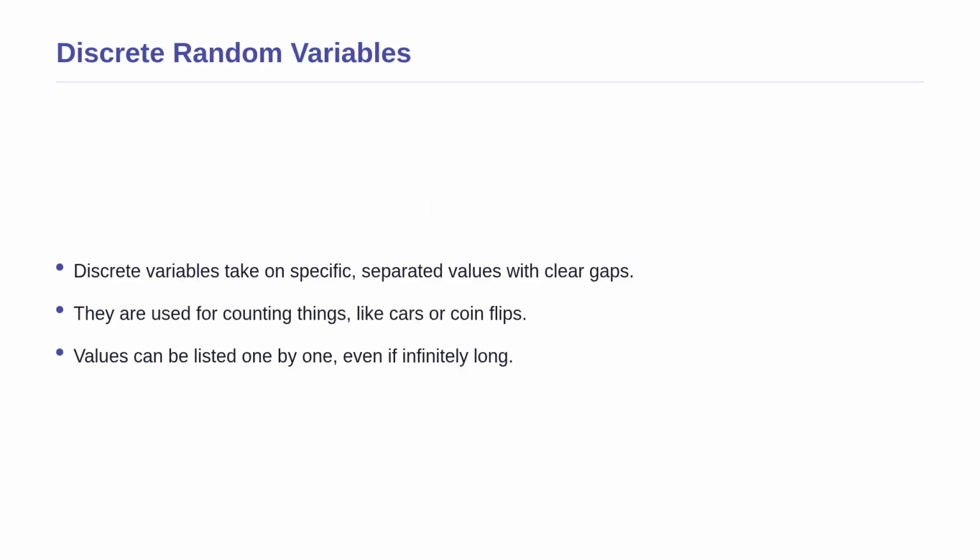With the general definition established, let us look at the first specific type, the discrete random variable. Think of this like climbing a staircase. You can stand on the first step or the second step, but you cannot stand on the 1.5 step. Discrete variables take on specific, separated values with gaps between them. You are counting things, not measuring them. Examples include the number of cars in a parking lot or the number of heads in coin flips. Because the values are separated, we can list them out one by one.